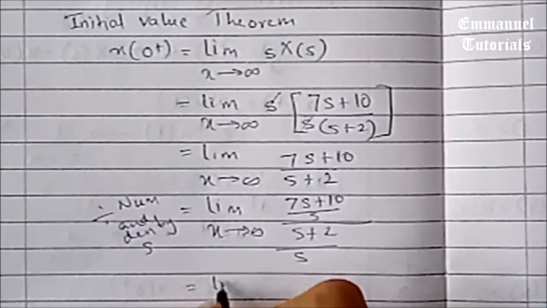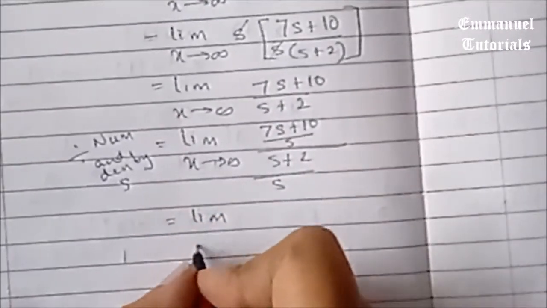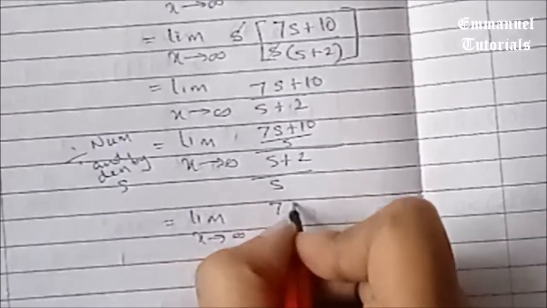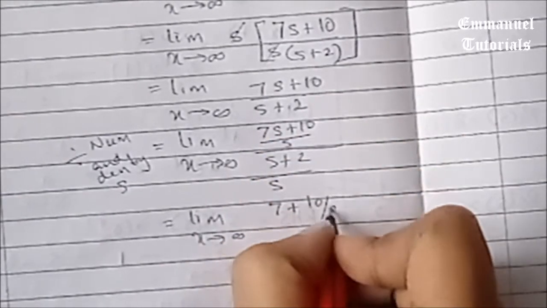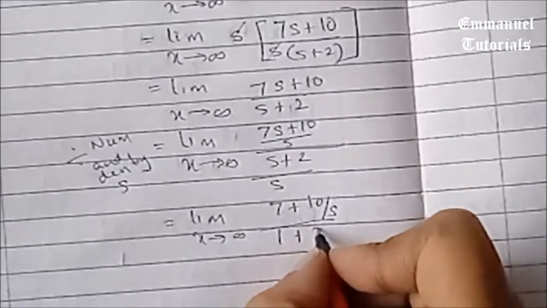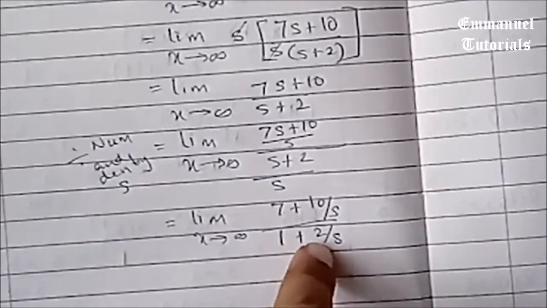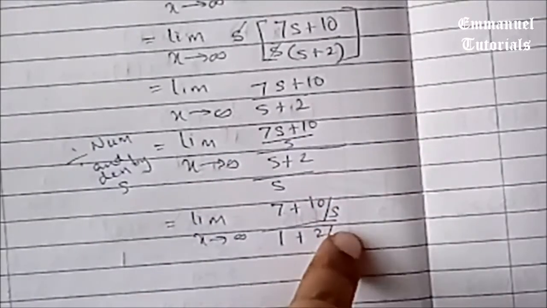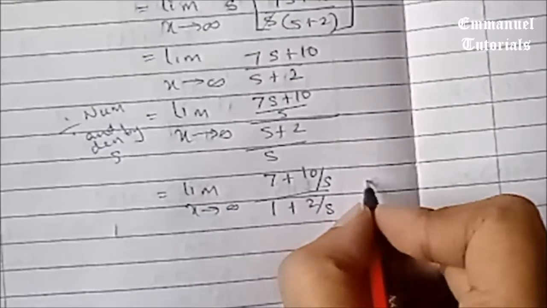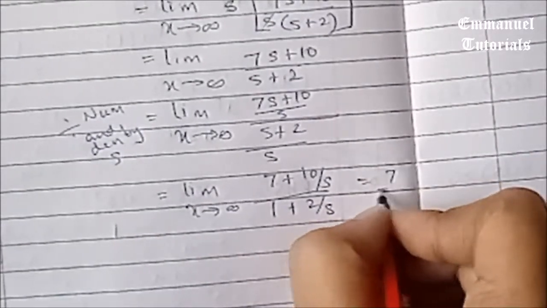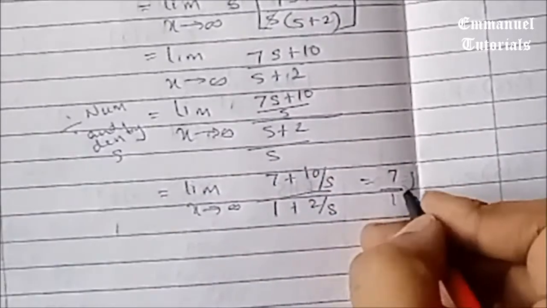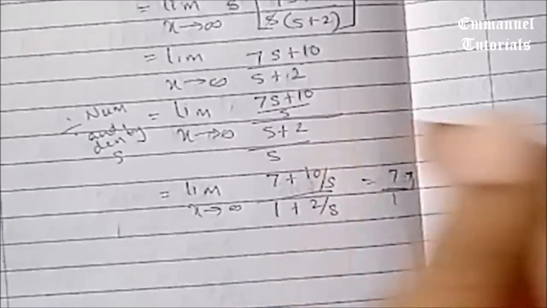So this will be limit s tends to infinity, 7s by s is 7 plus 10 by s, s by s is 1 plus 2 by s. Now if you substitute infinity value here, what will we get? Anything upon infinity is 0. So 7 plus 0, 1 plus 0. So we'll be left with 7 upon 1, that is 7. So we have got our initial value, that is X(0+) is 7.